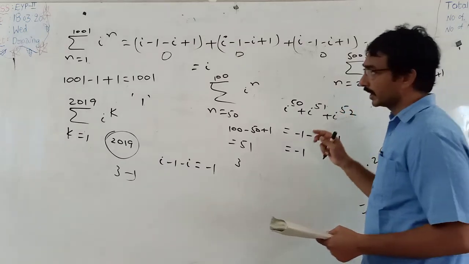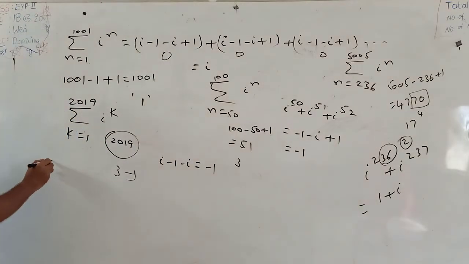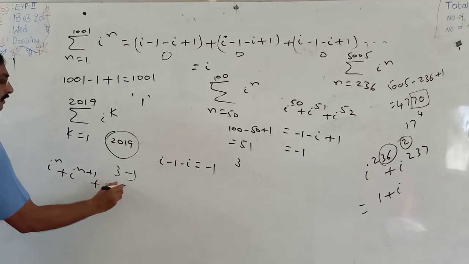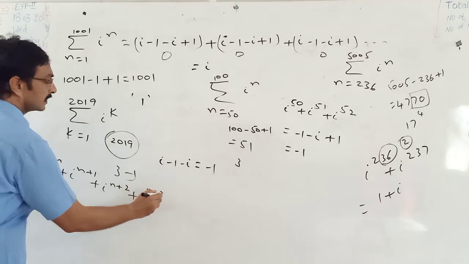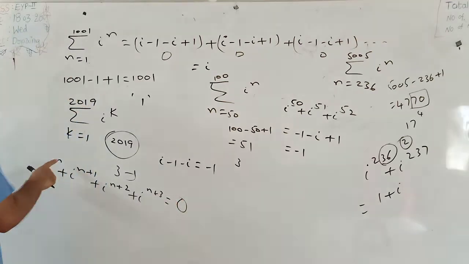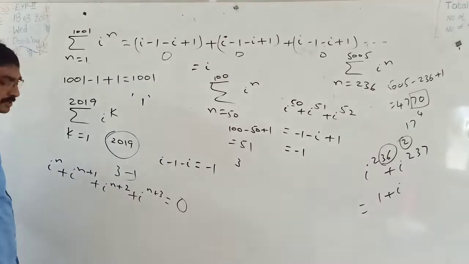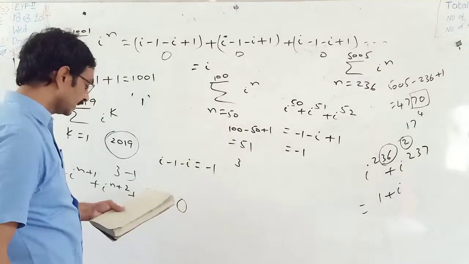So these are problems based on the concept that i power n plus i power n plus 1 plus i power n plus 2 plus i power n plus 3 is always 0. The condition is that the powers are consecutive positive integers.